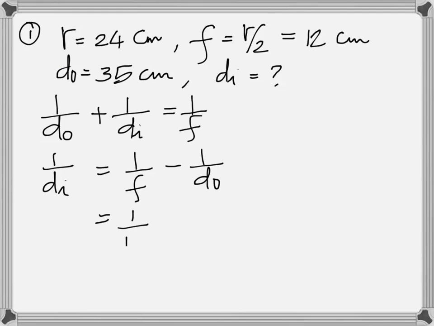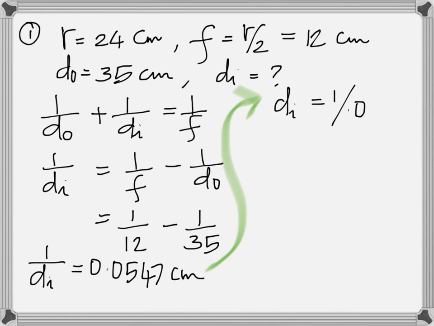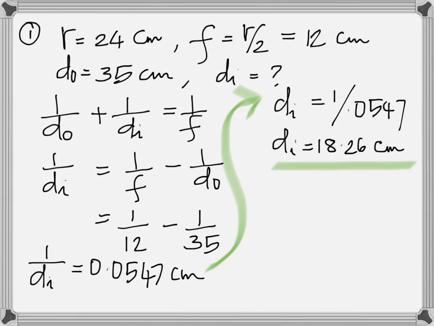Light reaches. 1/12 minus 1/35. That's 0.0547 per centimeter. That's 1 by di. I just want to make sure that's not di. That's 1 by di. So what is di? 1 divided by that. Okay. So di is 1 divided by 0.0547, which is 18.26 centimeter.